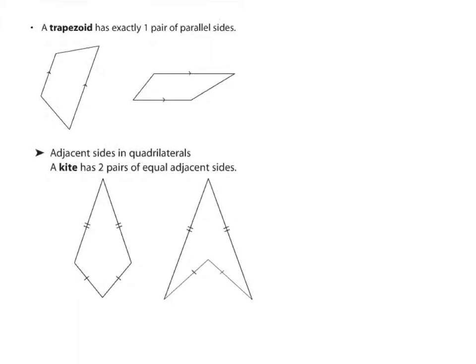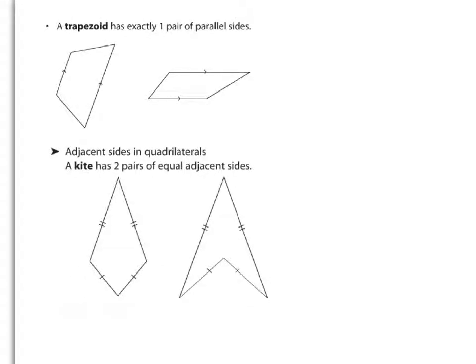To classify a trapezoid, a trapezoid has exactly one pair of parallel sides. So any shape that has one pair of parallel sides is considered a trapezoid. Okay? Adjacent sides in quadrilaterals. A kite has two pairs of equal adjacent sides. So this side is equal in length to this side. They are the sides that are adjacent, that are connected. These sides are equal, and they are the sides that are adjacent to each other, and they are equal. That makes it a kite.